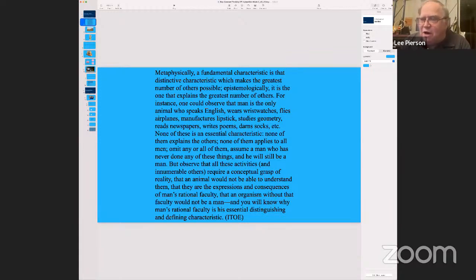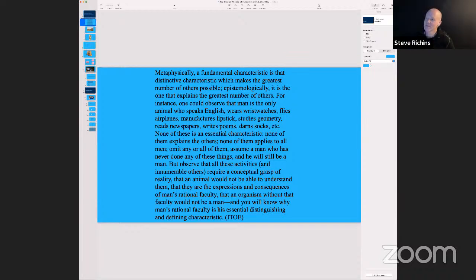Now we get to the thought experiment. Omit any or all of them. Assume a man who has never done any of these things. Imagine this, you see. And he will still be a man. So you can do what I'm going to call mental subtraction. You can take the thing out of the picture altogether. And in this case, the point is the man is still a man. So you can't assume that any of these things are necessary to being a man. That is to say, to being a human. Let's be clear about that.